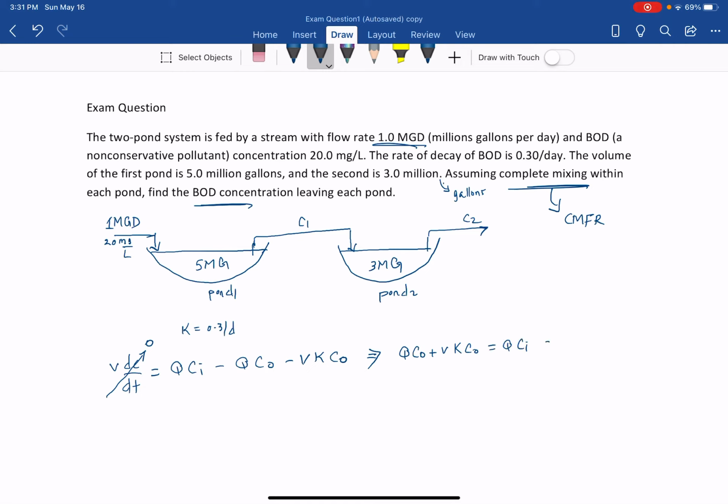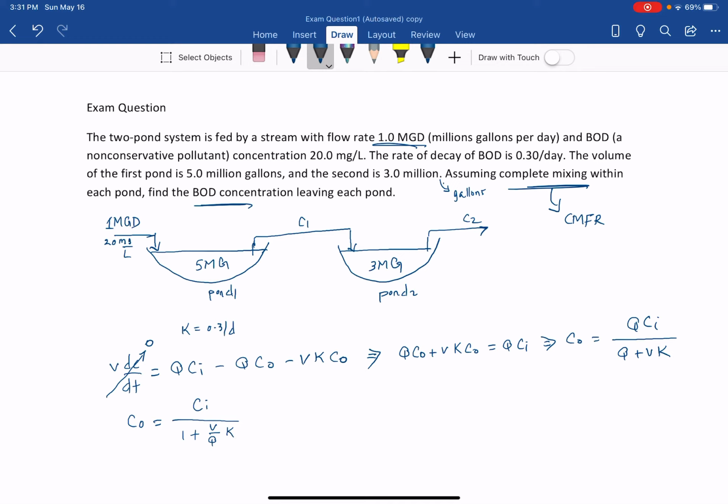So C out, with the common factor, equals Q C in over Q plus V K. If you want to continue, you could rearrange it like that. If you divide by Q, at the top it's C in, at the bottom Q over Q is 1, and V over Q you leave, times K.